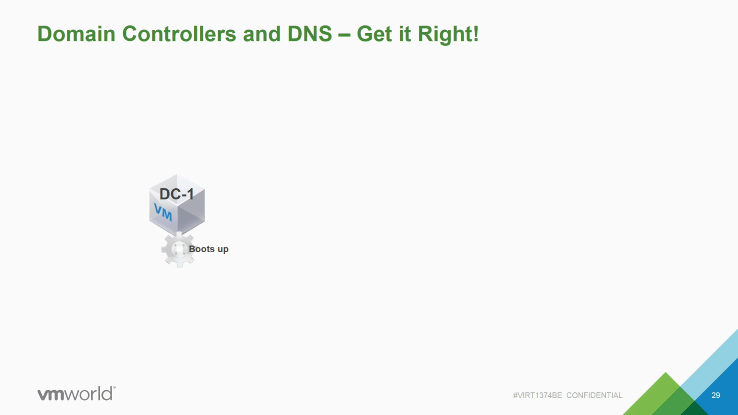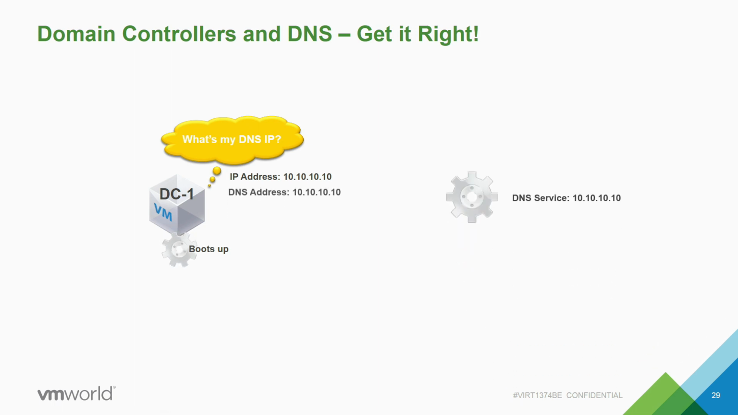Here is what it looks like. This is DC1 coming up. And the first thing it does is it initializes its TCP stack. What's my IP? Oh, my IP address is this, please watch that address. And then it says, okay, where's my DNS? What's my DNS IP? And it says, oh, your DNS service is that IP. Do you see anything funny here? So this domain controller is 10.10.10, and its DNS is 10.10.10, using itself as a DNS server. It is its own client.